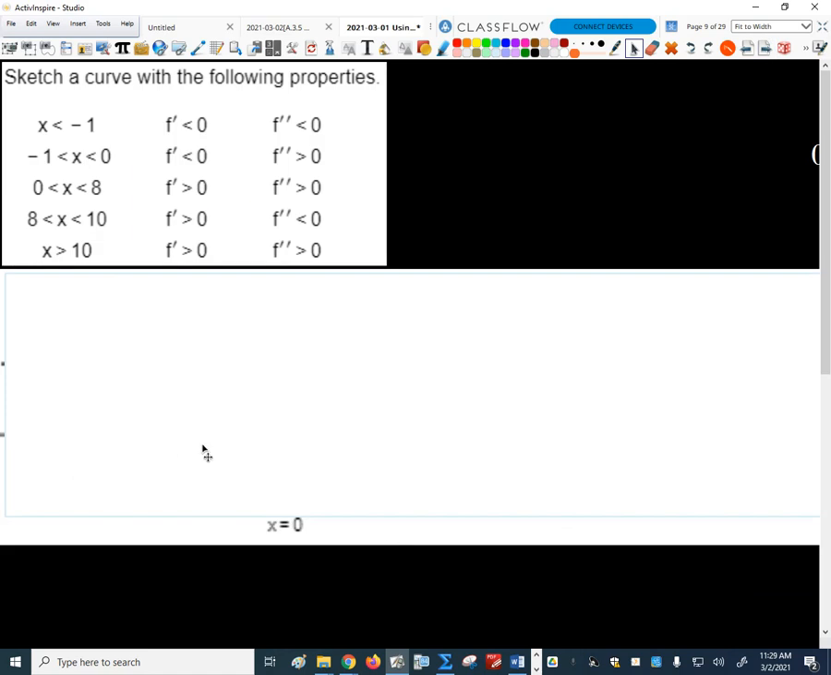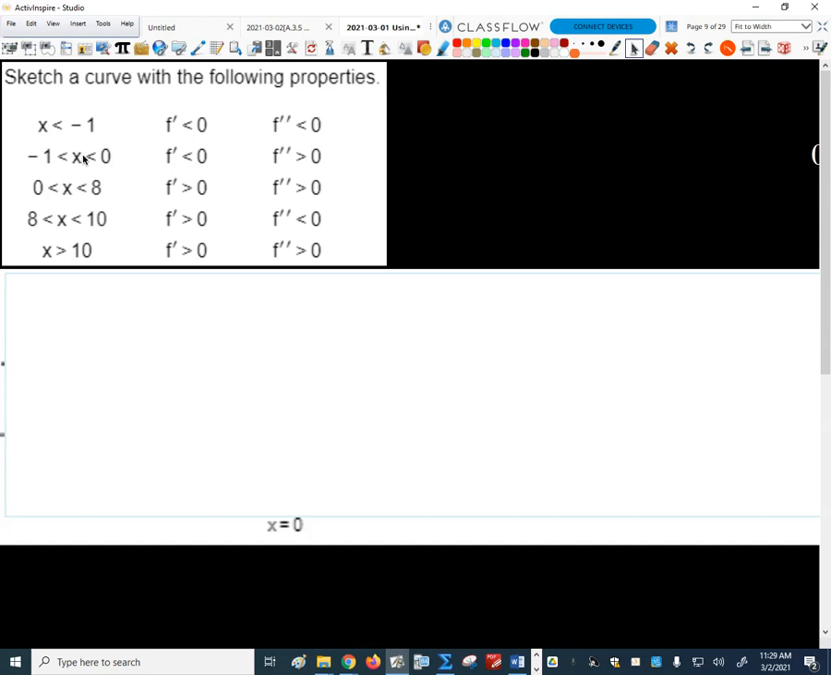Sketch a curve with the following properties. Let's just walk through this. We've got these different intervals of our domain where it's giving us the signs of the first and second derivative. So when x is less than -1, the first derivative and the second derivative are both negative. So what does that mean? The first derivative is negative means what?